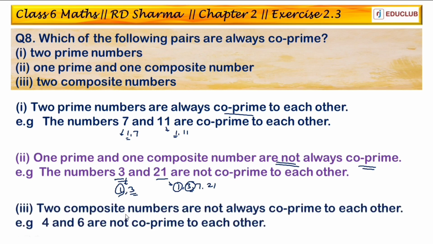Next is 2 composite numbers. 2 composite numbers are not always co-prime. It may be co-prime but not always co-prime. For example, 4 and 6. Factors of 4 are 1, 2 and 4. Factors of 6 are 1, 2, 3, 6. 1 and 2 both are common factors, more than one factor. So these are not co-primes. So two composite numbers are not always co-prime. Some numbers can be co-prime, but not all the numbers are always co-prime.